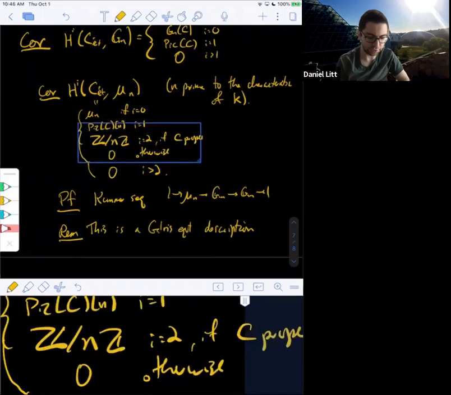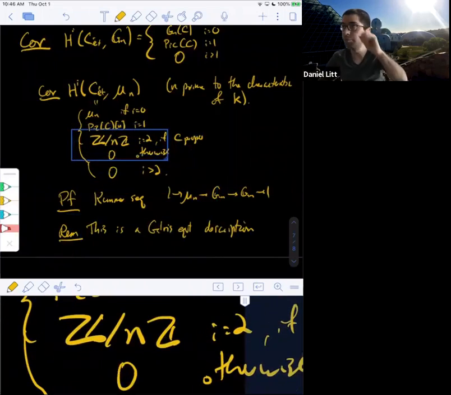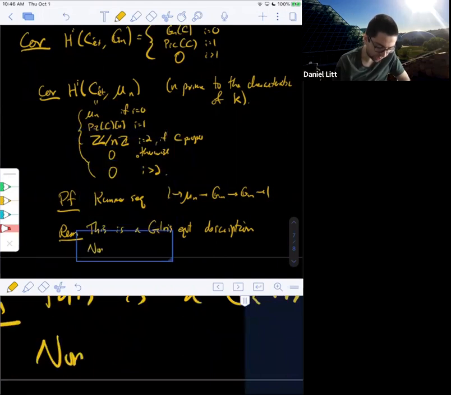So why is that? Well, the content maybe is that, for example, Galois acts trivially on H2, but that follows because it acts trivially on the component group of the Picard.